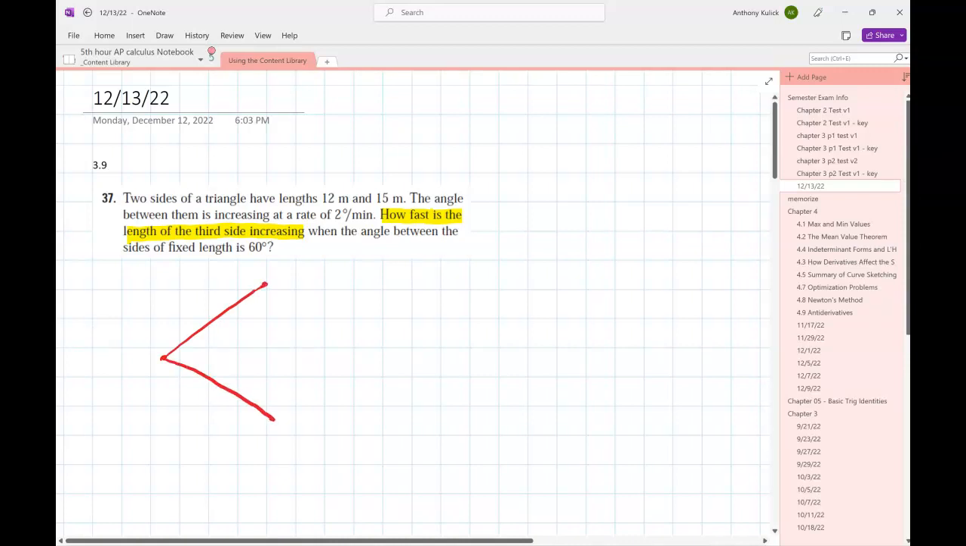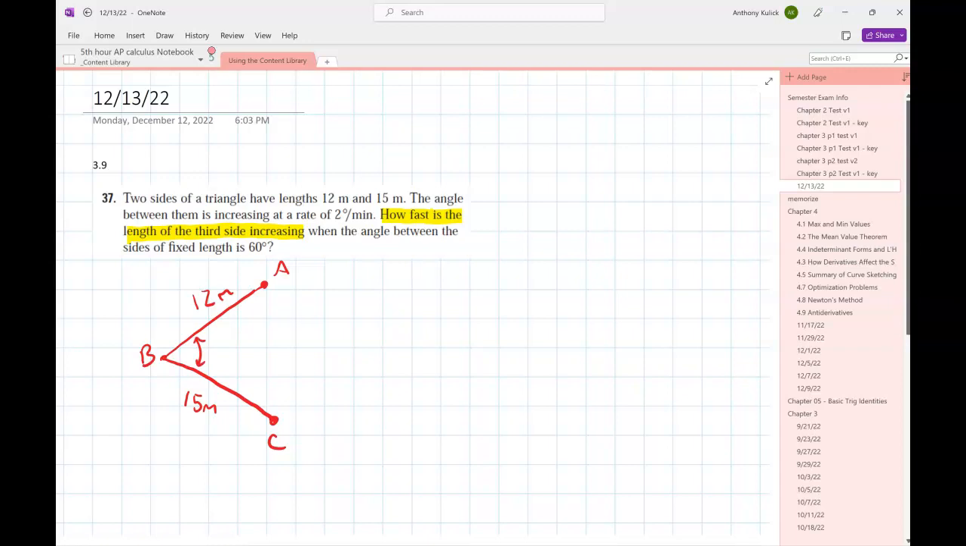So we have some angle, we'll call it ABC. And we'll say that side AB is length 12, side BC is length 15, and this angle between them, we'll call that theta, is increasing at a rate of 2 degrees per minute. So that's a rate. So we have d theta dt is 2 degrees per minute.